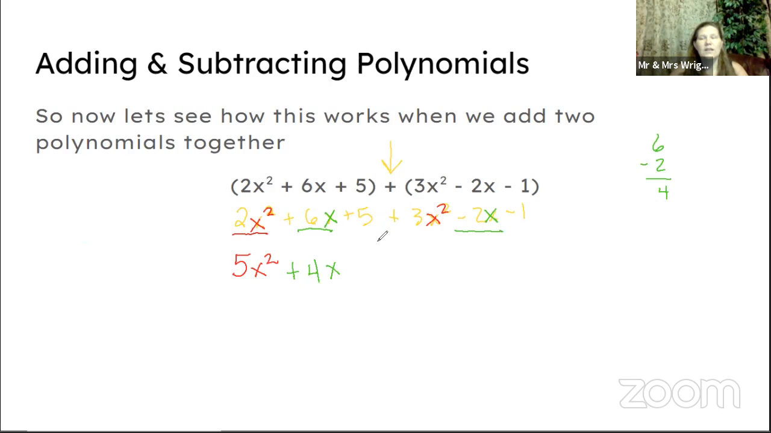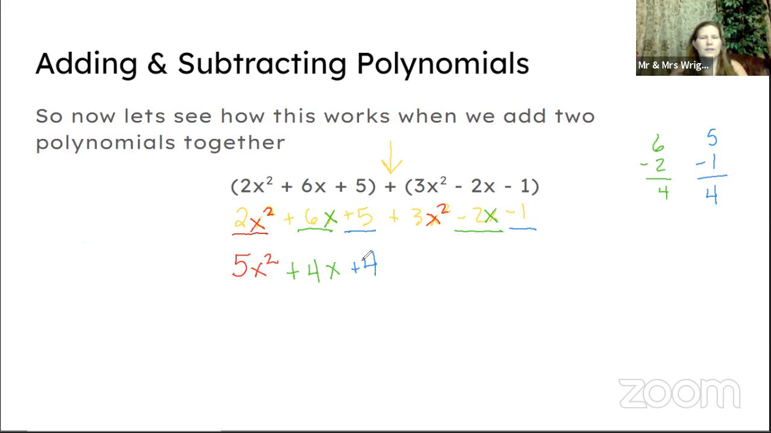And finally, the last term we're going to combine are what we call the constants because they have no variables. That makes them like terms as well because their variables are the same. Whatever the variable is, let's say it's x, it's to the power of 0. It doesn't exist there, okay? So a positive 5 and a negative 1 is a positive 4.